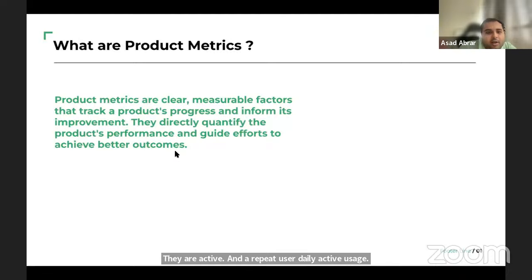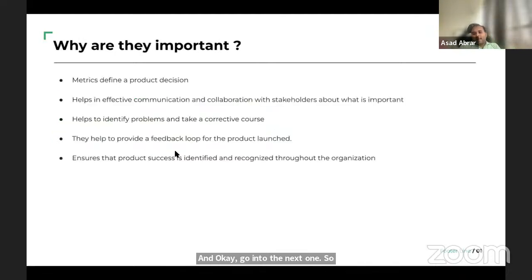Okay, going to the next one. Why are they very important in this scenario? They might define a product decision. For example, if you want to focus on daily active users, that essentially means this is something I should be focusing on. This is where the company is going to be prioritizing things. It helps in very effective communication and collaboration with your stakeholders. It gives them a sense of progress if this metric is moving north or south, and everybody can align to this particular metric. And it helps to identify problems and take corrective course, right?